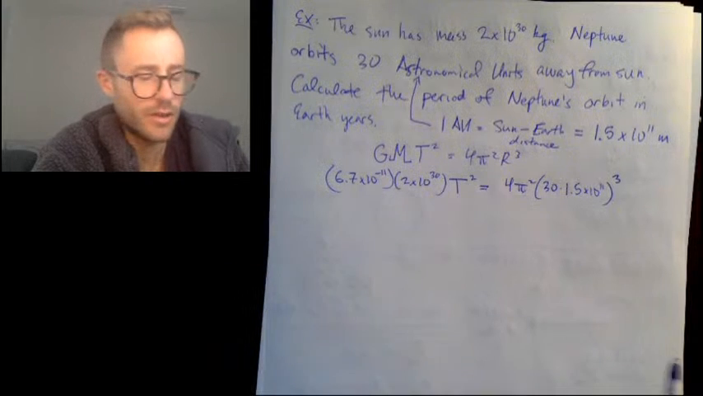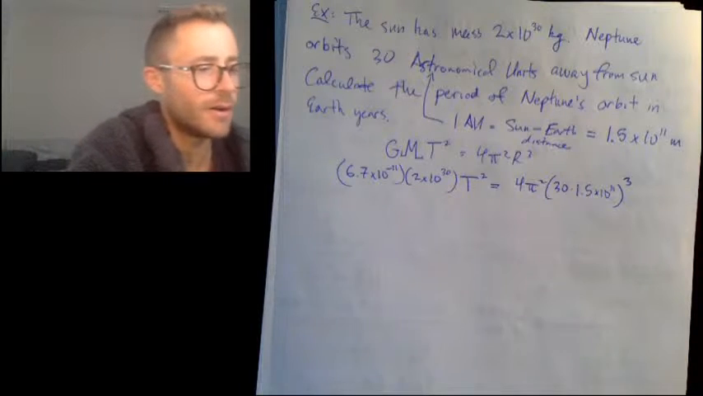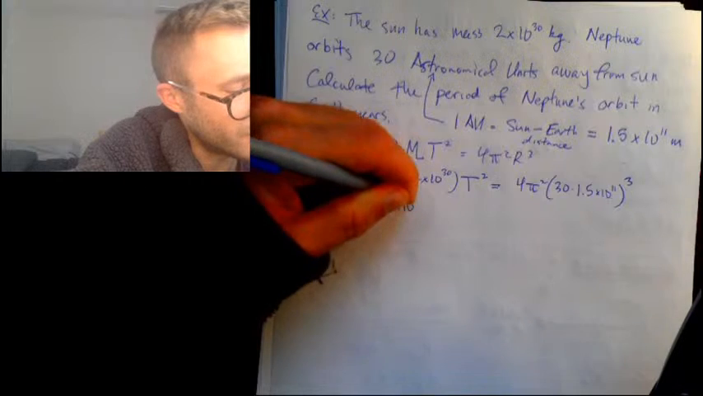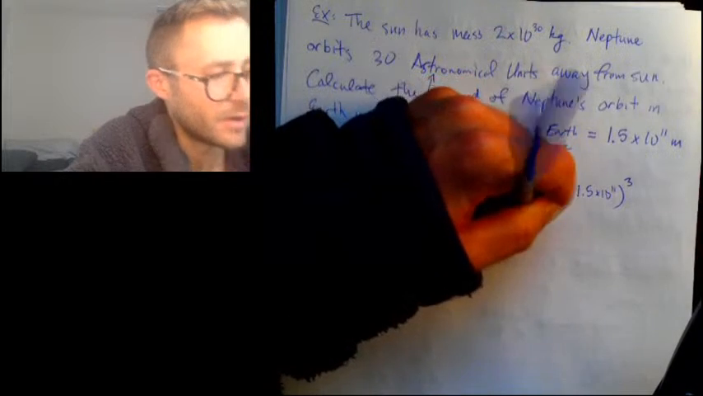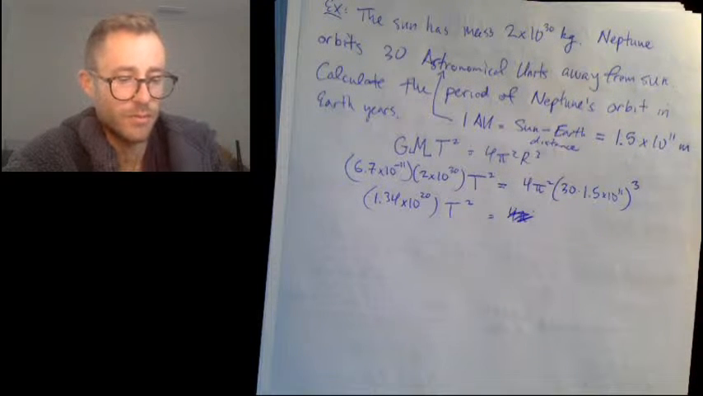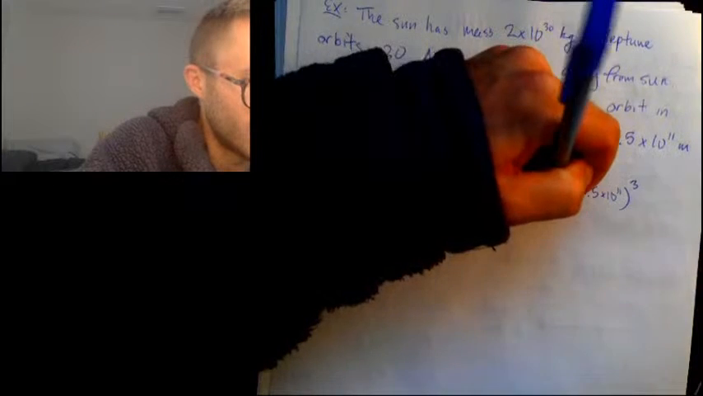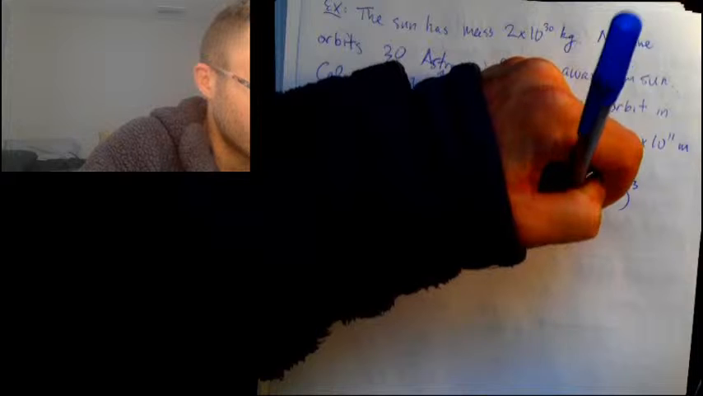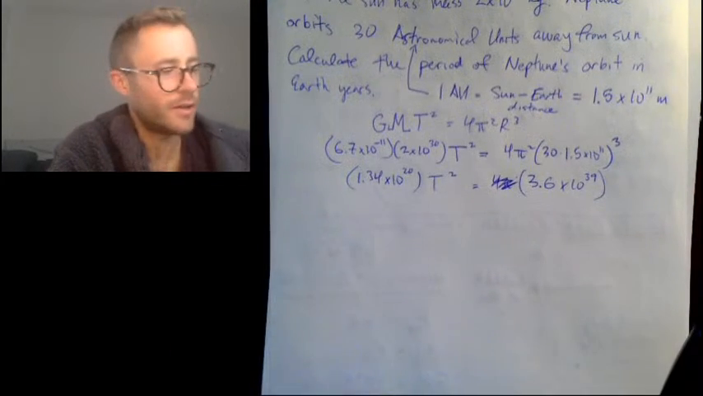So multiplying these things out, 6.7 times 10 to the negative 11 times 2 times 10 to the 30th, we get 1.34 times 10 to the 20th t squared equals 4 pi squared times all that multiplied out. Remember to put this entire scientific notation number in parentheses before you cube it. So that gives 3.6 times 10 to the 39th for the right-hand side. So now I have to divide these two.